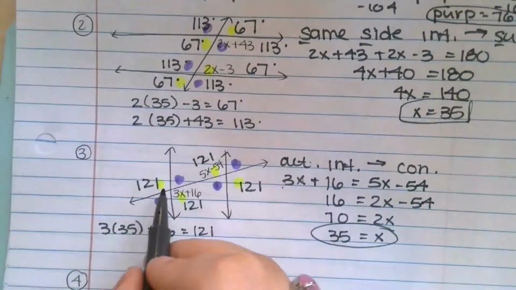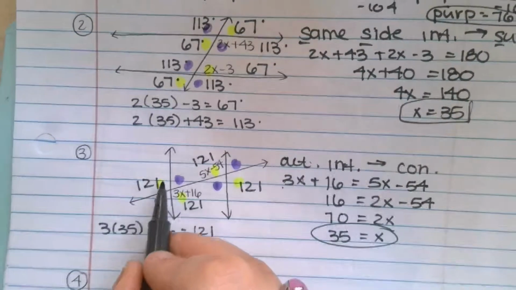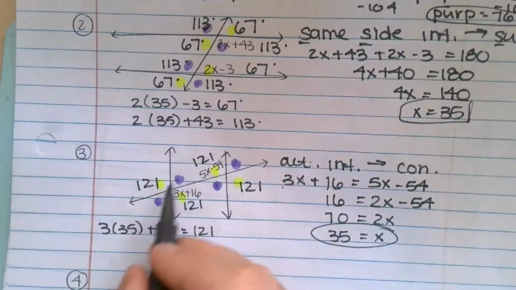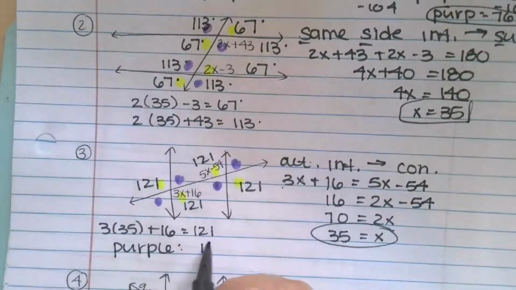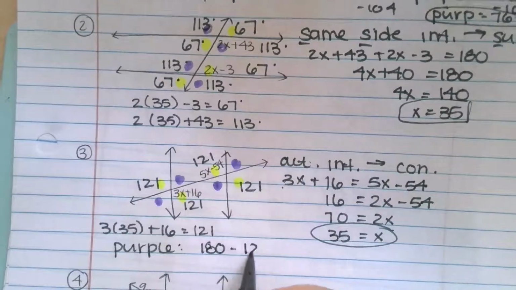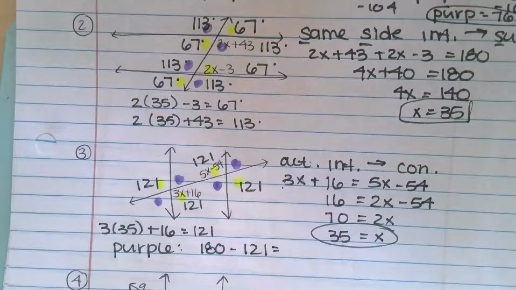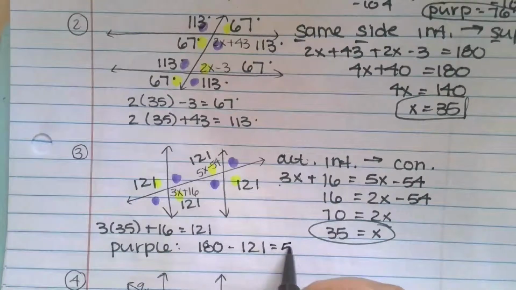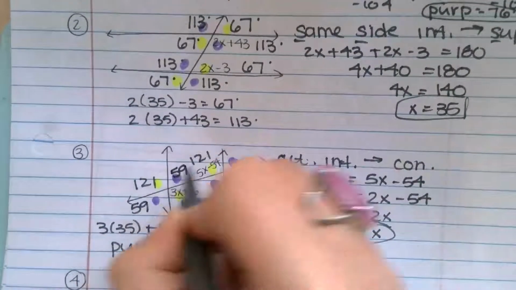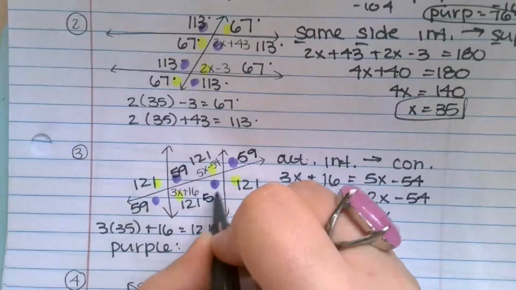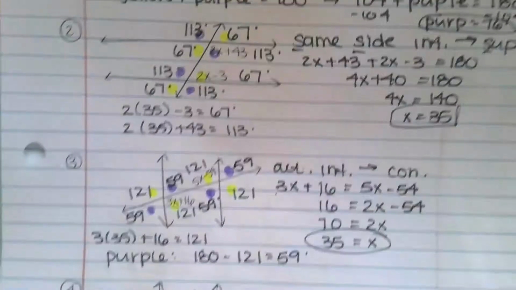And we know that our yellow and our purple angles are supplementary. So to find the purple, we do 180 minus 121, and that gives us, oops, I want to double check my math here. So I'm using my calculator. It was 59 degrees. So all of our purple angles are 59 degrees. Okay.